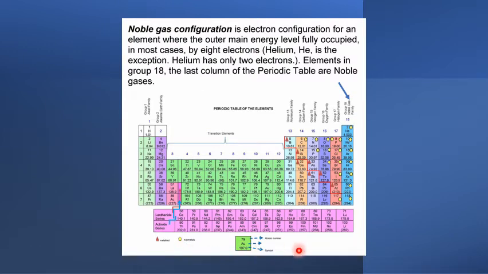Noble gas configuration is the electron configuration for an element where the outer main energy level is fully occupied, in most cases by 8 electrons. Helium is the exception. Helium only has 2 electrons. Elements in group 18, that's this last vertical column, are called noble gases.